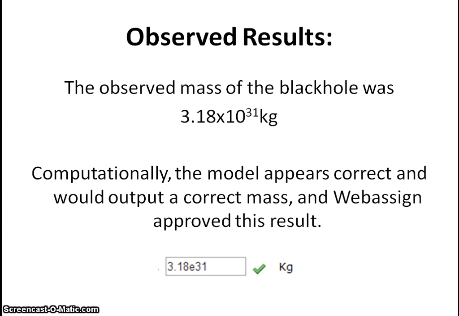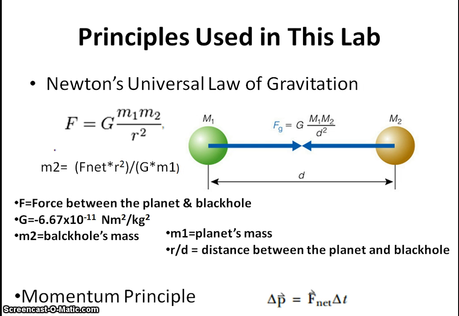My observed result was that the mass of the black hole was 3.18 times 10 to the 31 kilograms. This appears correct because my computational model was correct and WebAssign approved this result. The principles used in this lab were Newton's universal law of gravitation and the momentum principle.